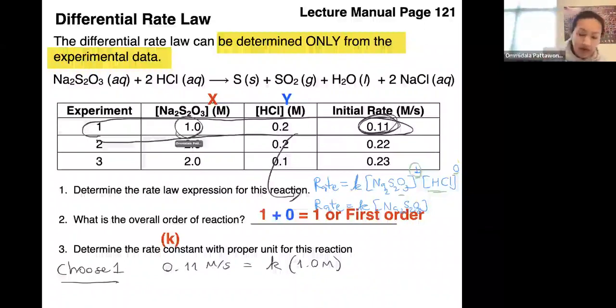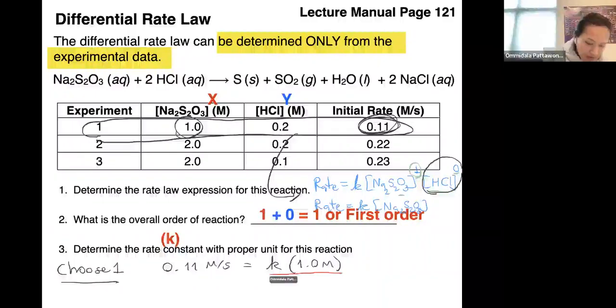The second one is hydrochloric acid. You don't have to include this part because hydrochloric acid is going to be raised to the power of 0, which is going to equal 1. So you can just omit it like that. In this case, you just solve for k.